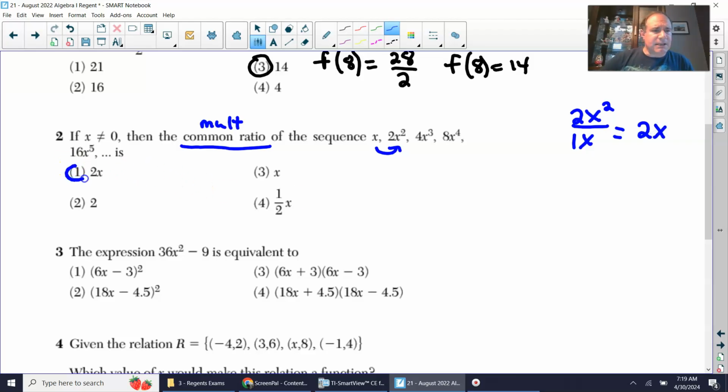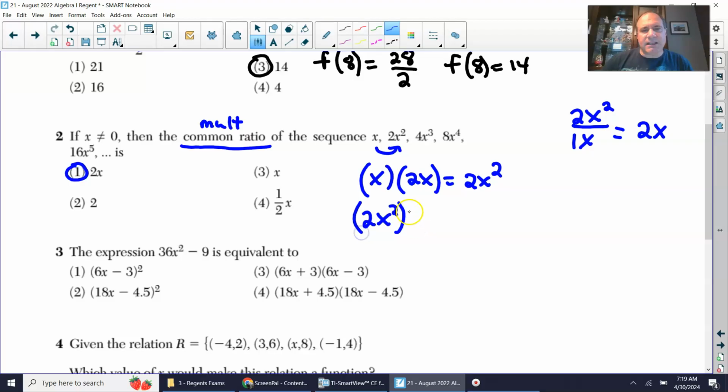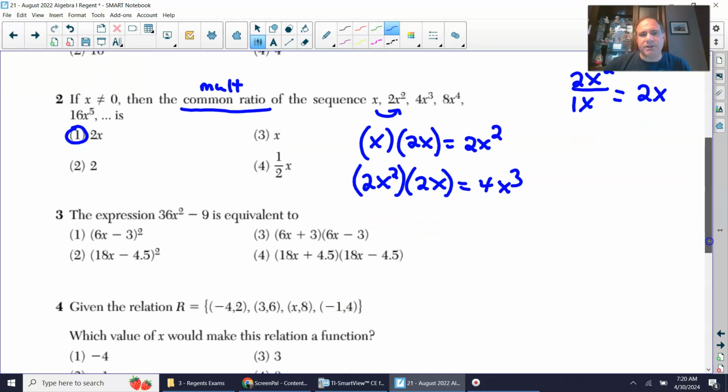So that's basically it. And just remember, if you multiply x times 2x, that equals 2x squared. You see how it gets to the next term? And then if you take 2x squared and you continue with the common ratio of 2x, that's 2 times 2, which is 4, and then x squared times x is x to the third. So you just basically could see that the common ratio is 2x, and that's what you're multiplying.